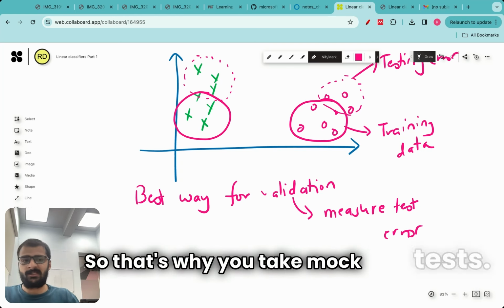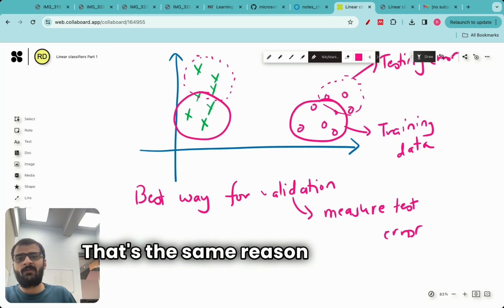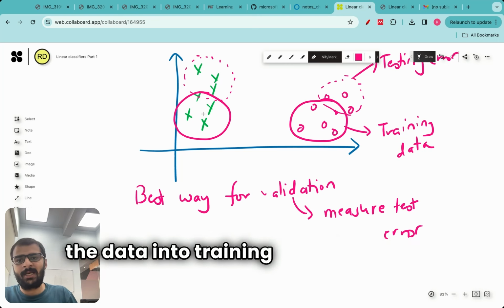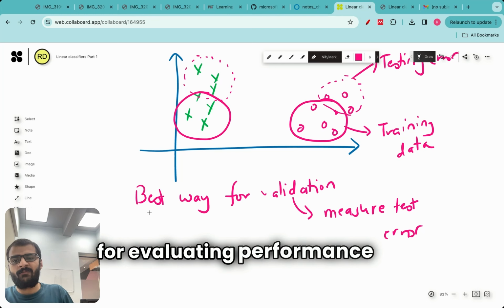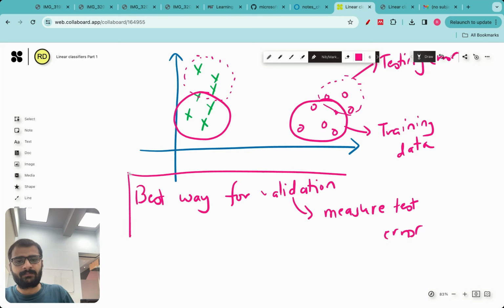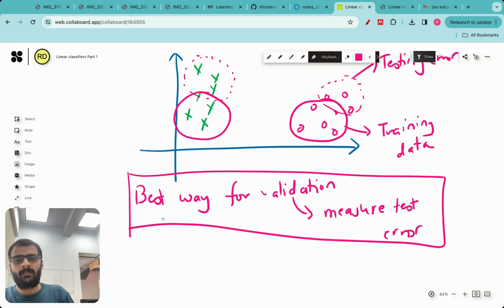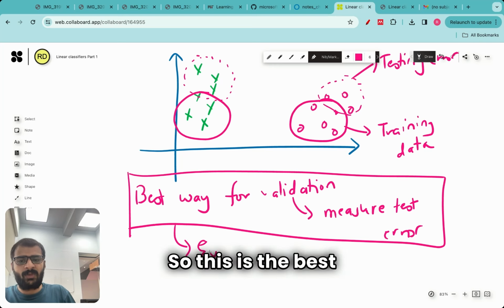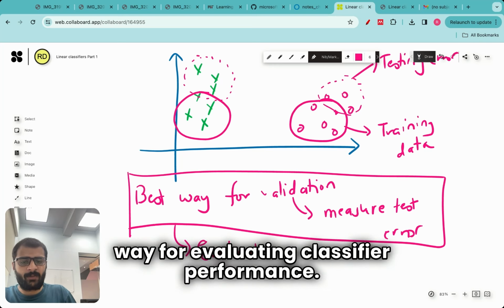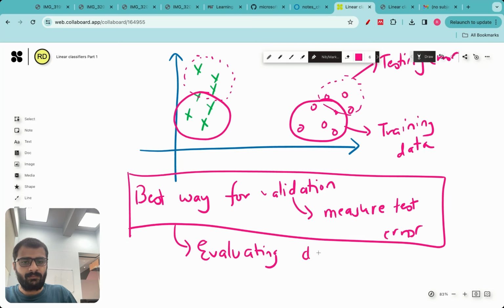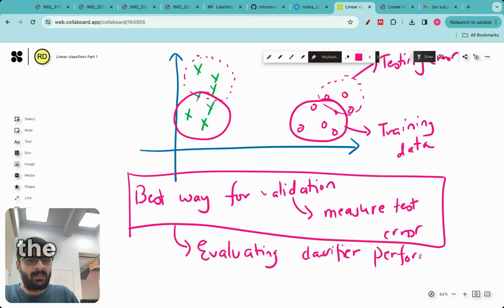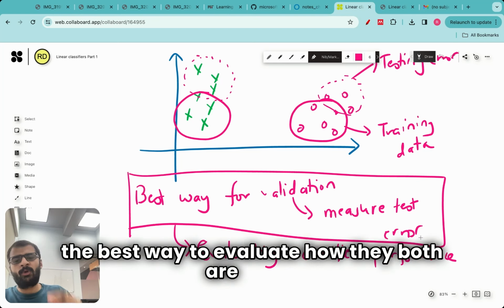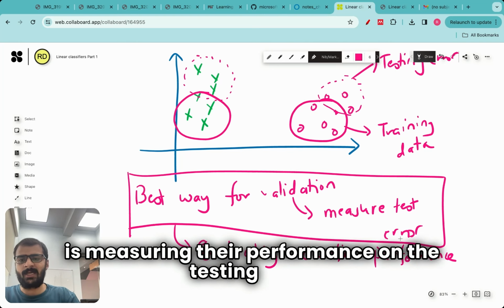That's why you take mock tests. That's the same reason why we are splitting the data into training data and testing data. So this is the best way for evaluating the performance of a classifier. If we have two classifiers or two straight lines, the best way to evaluate how they both are doing is measuring their performance on the testing data.